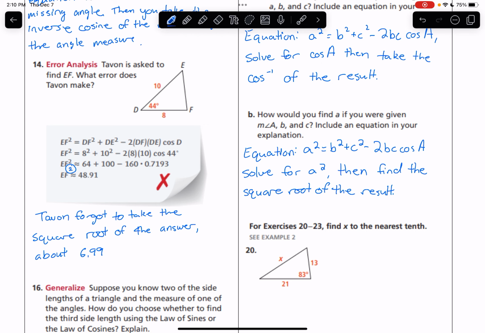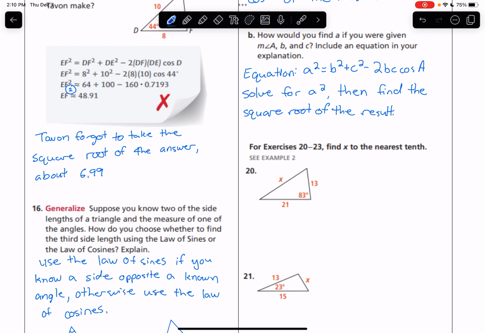Number 20, find x to the nearest tenth. So we're just using the law of cosines here. We're missing that x, but we know its opposite angle. So x squared equals 13 squared plus 21 squared minus 2 times 13 times 21 cosine of 83. If we solve that all out, using a calculator, we get x squared equals 543.46. Take the square root of both sides, so x equals 23.3.